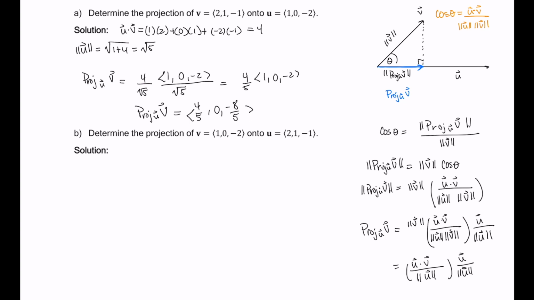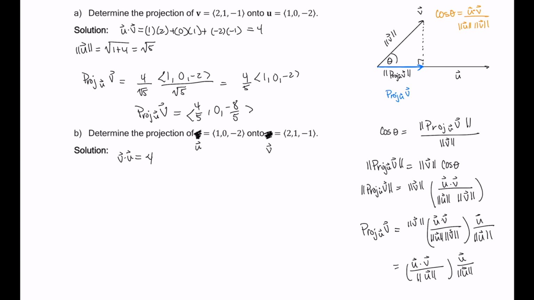Now for part B, the only difference is we've swapped the values of u and v. So you could really say determine the projection, and keep this the same, of u onto v. And I kind of prefer doing it this way because it forces you to not just stick to a formula and really think about what you're doing. So in this case, I want to start again with the dot product of u and v, which is going to be the same as in part A. The vectors are the same. So again, u dot v or v dot u is equal to 4.